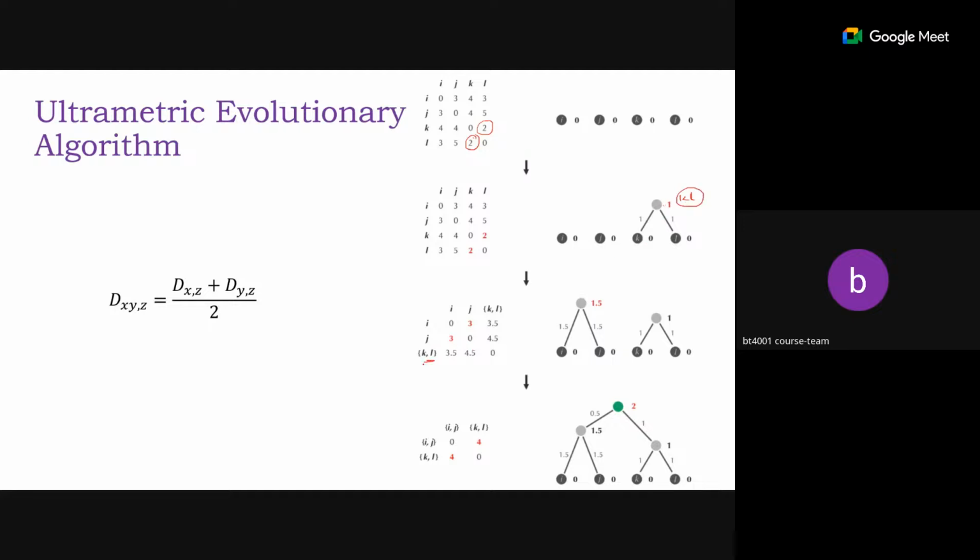Now I don't know the distance of KL to other nodes, so we use this formula to compute the distance of KL to the other nodes. Then we repeat the same procedure and construct the tree accordingly. Okay, so this was the ultrametric tree algorithm.